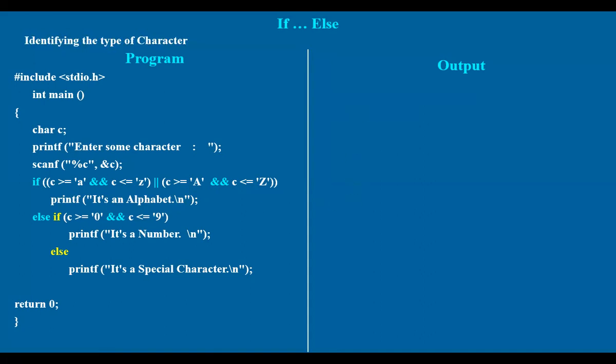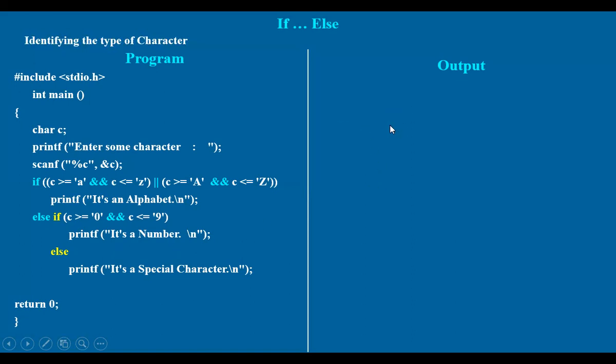Okay. Now, run it again. This time we have given a number. And here this statement has failed. It is not an alphabet. So it comes to the second else. Yes, it is a number. So it says that it is a number.